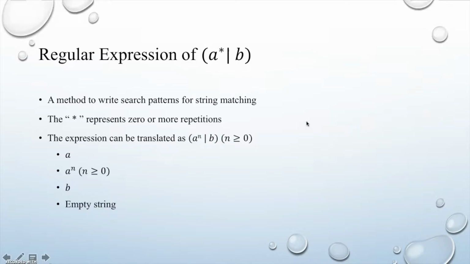Let's first start with the regular expression of A star or B. The regular expression is a method to write search patterns for string matching, and the star represents 0 or more repetitions. The expression of A star or B can be translated as A to the power of n or B, where n is greater than or equal to 0. So in this case, we can have a single A or multiple A's, or we can have a single B or even the empty string.